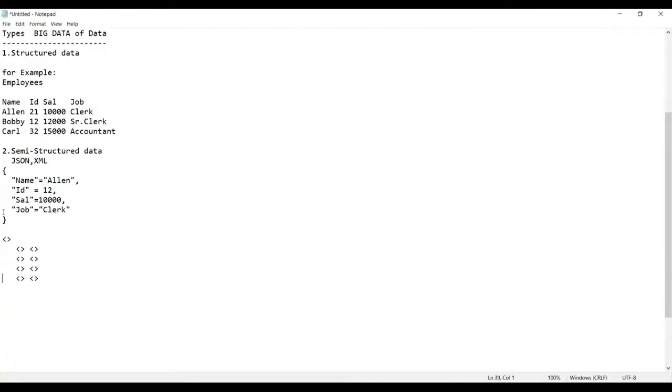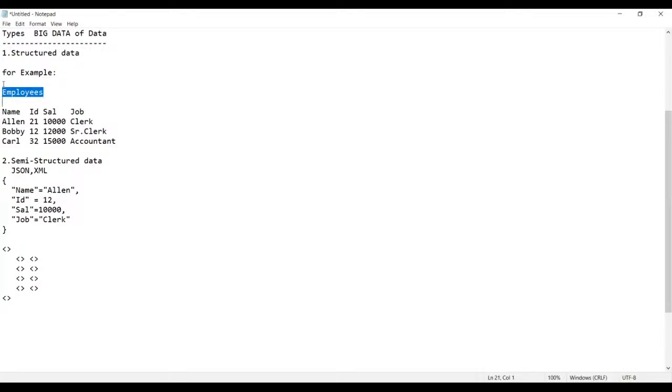The tag. If the same data, I write it here in the tags format. Now tell me, what is the name of your table? Can you tell me, guys? What is the name of this table I have given? XML. Name of the table. I'm writing the same data here. Employees. So use the employees. This is called as an opening tag, guys. This is called as what? Opening tag.